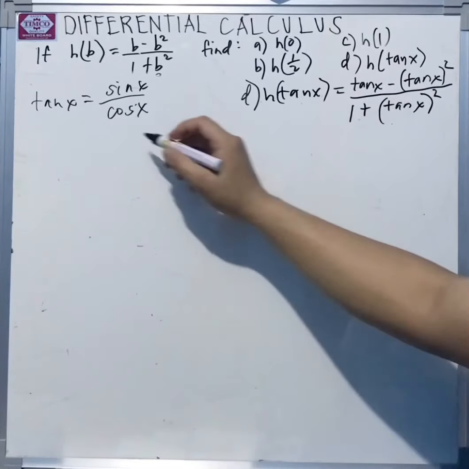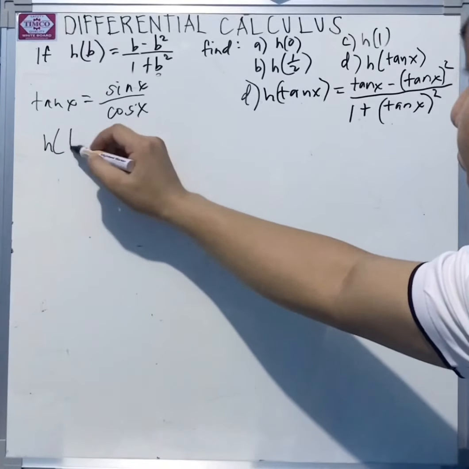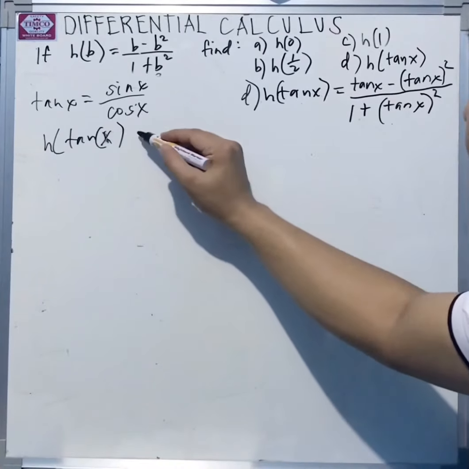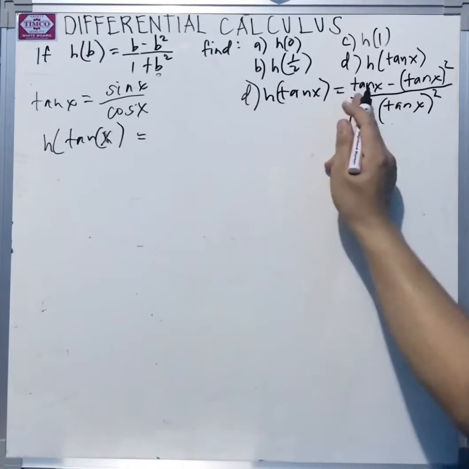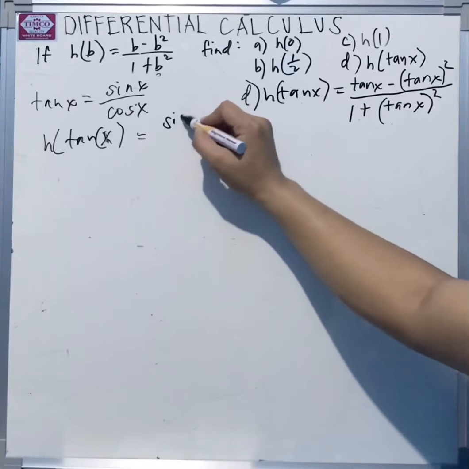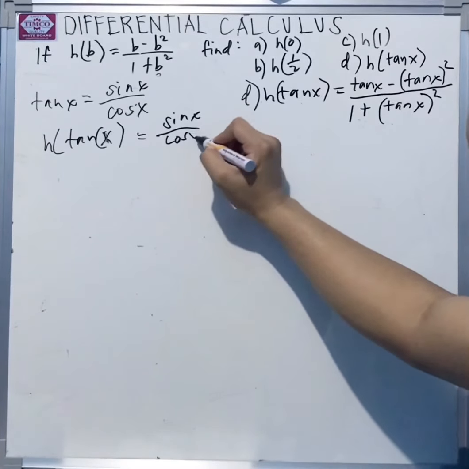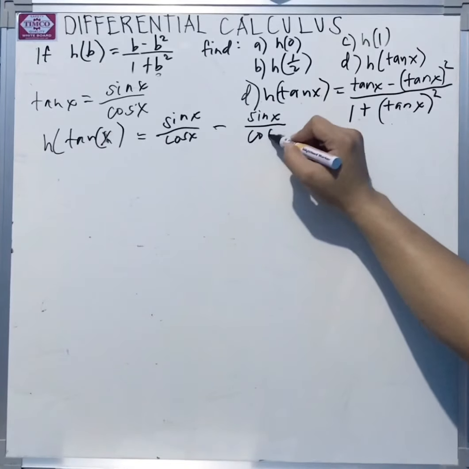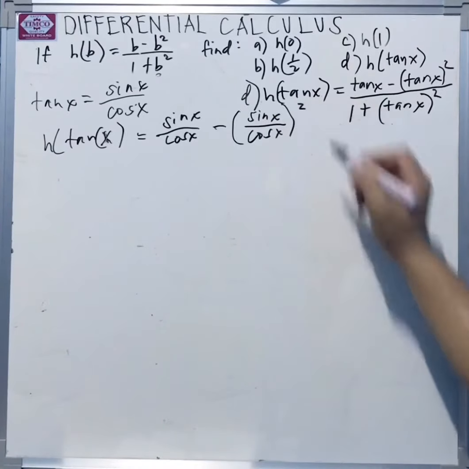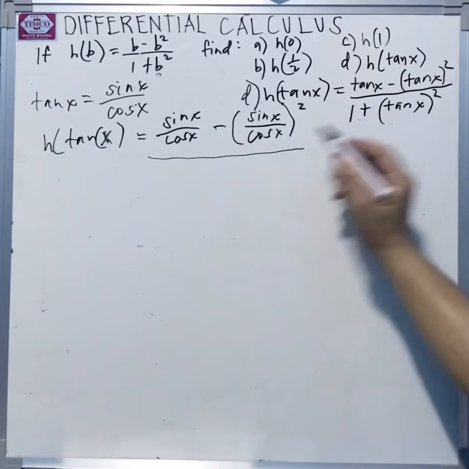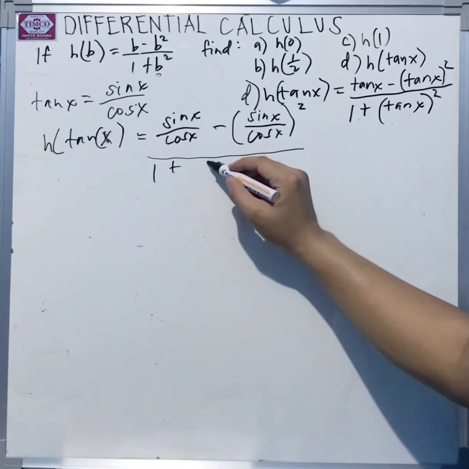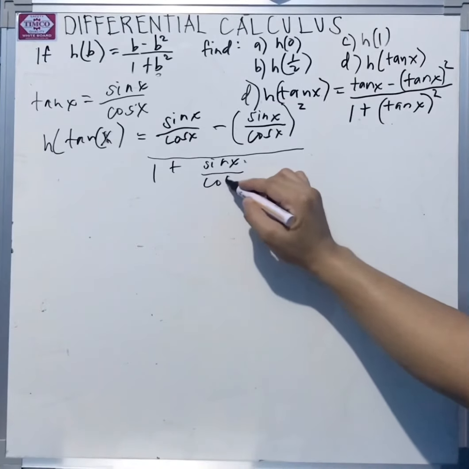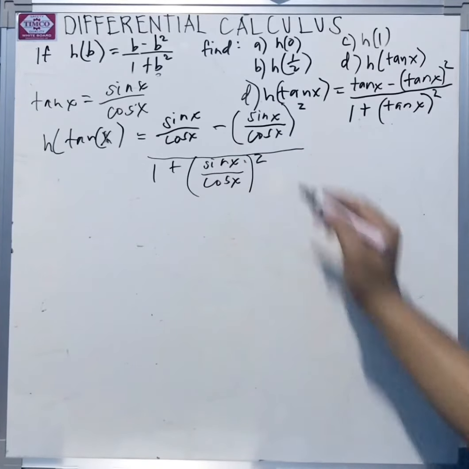So we have h of tangent x is equal to, which is, tangent x is sin x over cosine x, di ba? Minus sin x over cosine x squared, di ba? All over 1 plus sin x over cosine x squared.